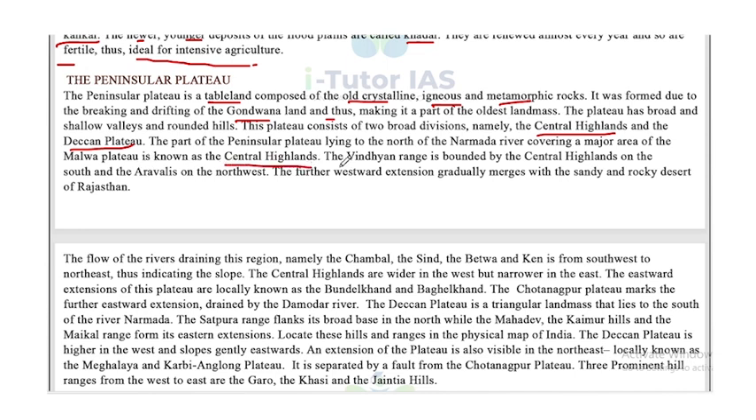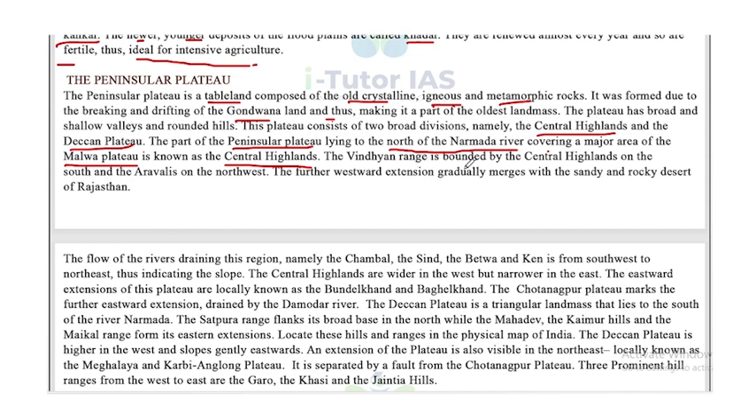Okay, so what is Central Highland? It is the part of the Peninsular Plateau lying to the north of the Narmada River. Okay, so this plateau is lying to the north of the Narmada River and it covers a major area of the Malwa Plateau, and this is known as Central Highland.